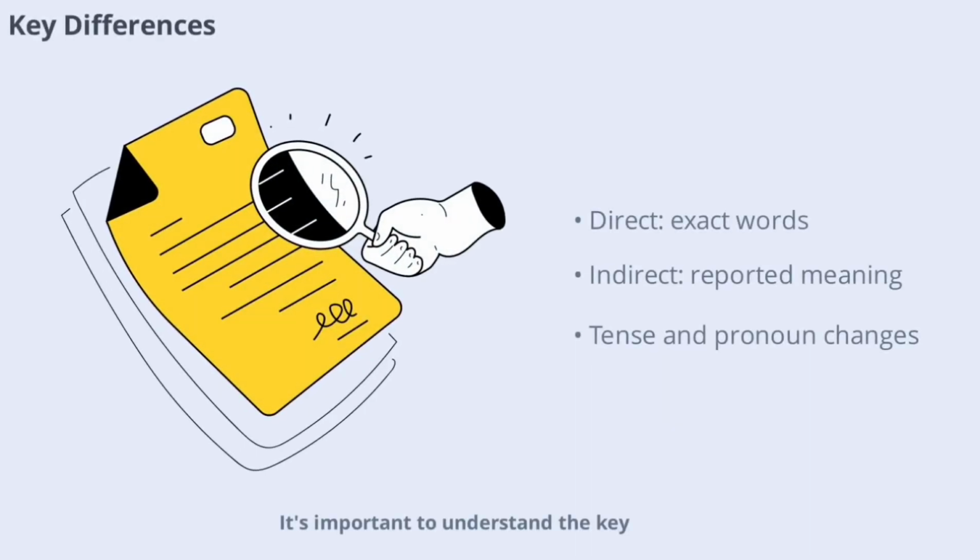It's important to understand the key differences between direct and indirect speech. Direct speech uses the speaker's exact words and is marked by quotation marks, while indirect speech reports the meaning and often involves changes in tense, pronoun, and word order. For example, "She said, I'm happy" in direct speech becomes "She said that she was happy" in indirect speech. Mastering these differences is the first step towards confidently handling narration questions in your exam.